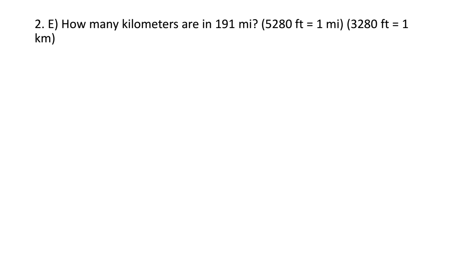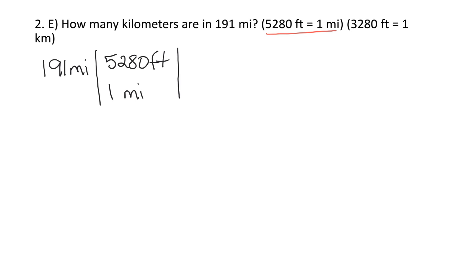I'm going to show you the 1 step first, the single picket fence first, and then I'll show you the 2-step process. So I got my 2 conversion factors. I'm going to start with 191 miles. Now I'm going to find the one that has miles in it, and that is this one. So when I write my picket fence, I'm going to put the 1 mile on bottom and the 5280 feet on top. Okay, so my miles are going to cancel.